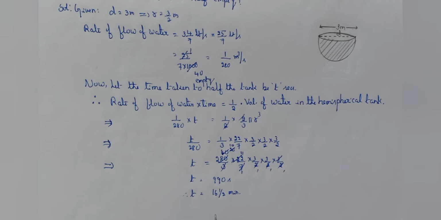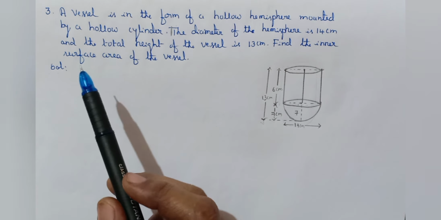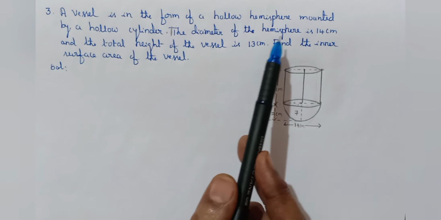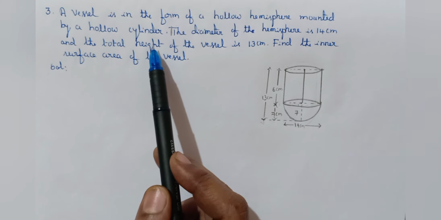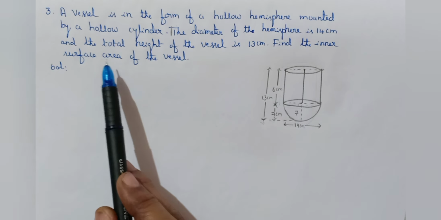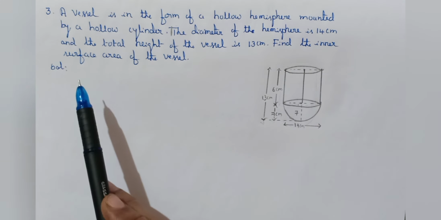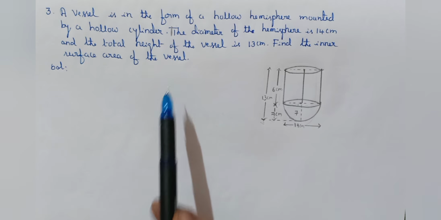Therefore, the time taken to empty the tank is 16.5 minutes. Next problem. A vessel is in the form of a hollow hemisphere mounted by a hollow cylinder. The diameter of the hemisphere is 14 cm and the total height of the vessel is 13 cm. Find the inner surface area of the vessel.